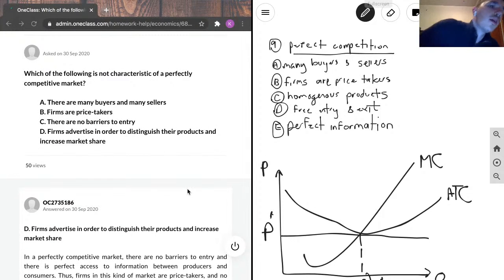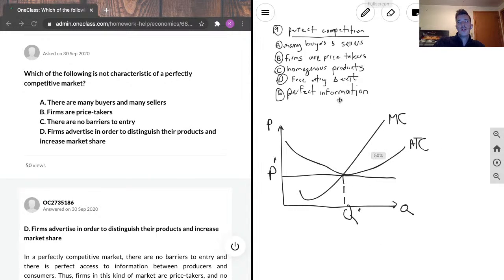So firms advertising to distinguish their products and increase market share is not synonymous with a perfectly competitive market, but it is synonymous with monopolistic competition. And monopolistic competition is pretty close to perfect competition.